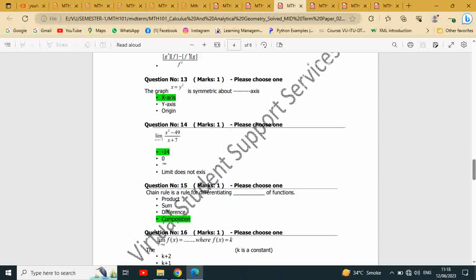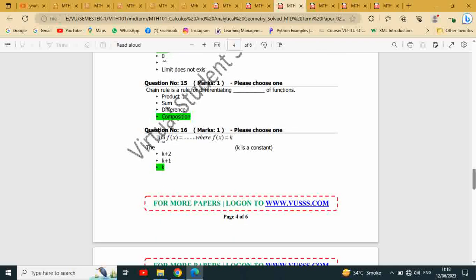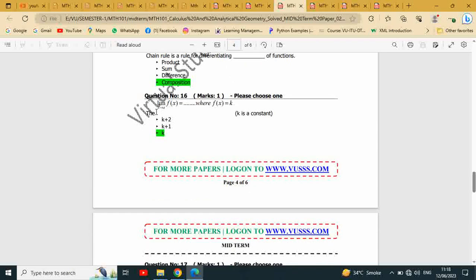The graph x is equal to y square is symmetric about the x axis. Next question: limit x tends to minus 7 of (x square minus 49) by (x plus 7) is minus 14. Answer: chain rule is a rule of differentiating a composition of functions. Limit x tends to a of f of x, where f of x is equal to k, the k is a constant k.